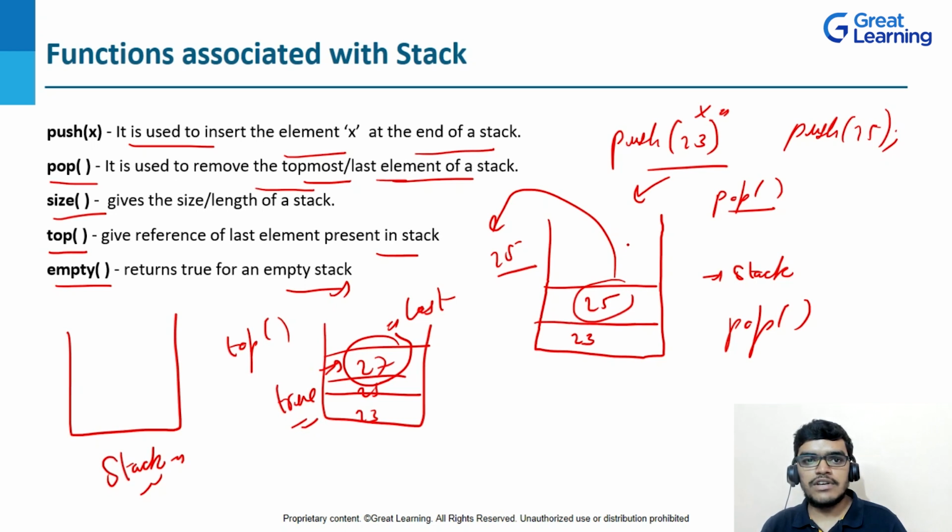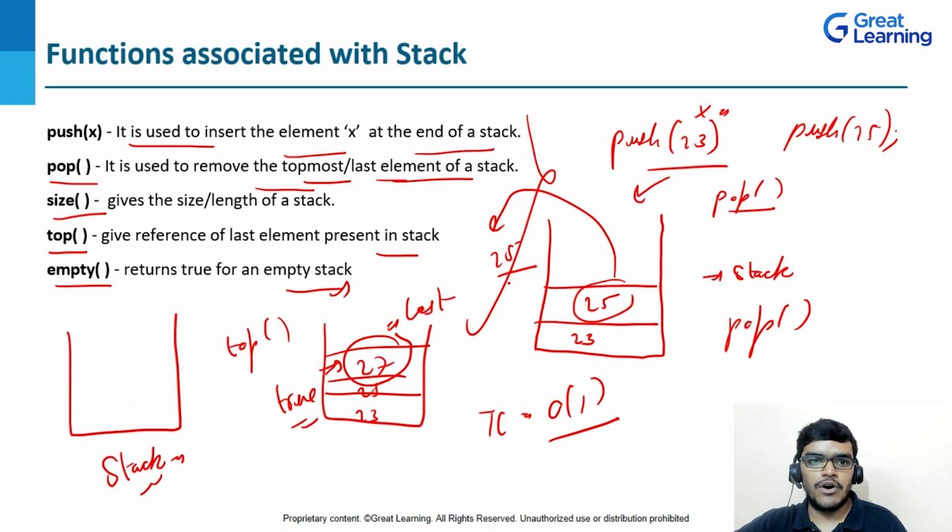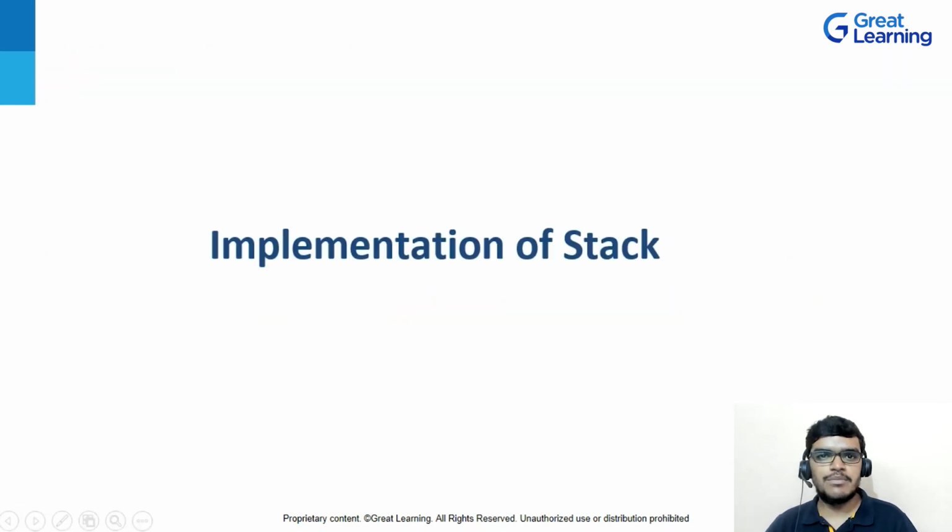So this was the basic idea about functions in stack, and what will be the time complexity for each function. Here the time complexity for each function will be big O of 1 for push, pop, size, top, and empty. So for every function, time complexity will be big O of 1. So this was the basic idea about the functions. Now let's see the stack implementation.